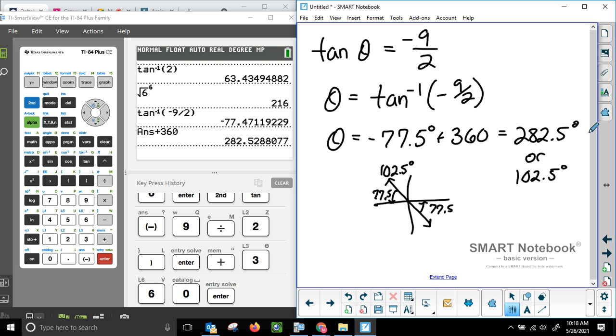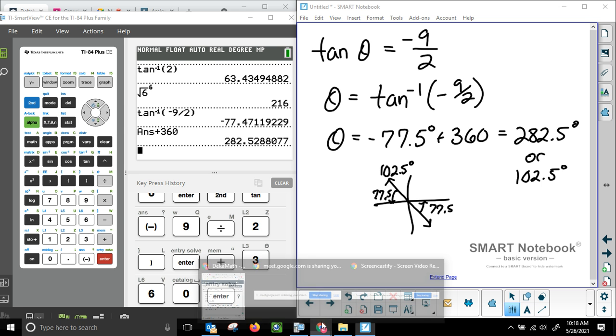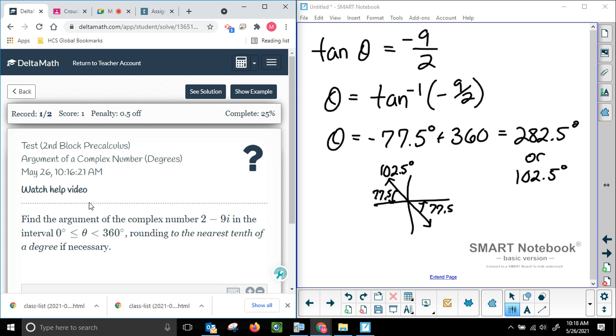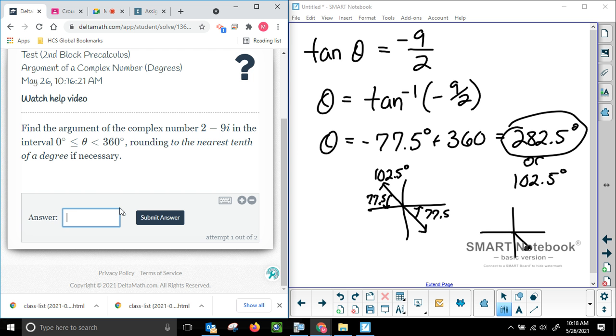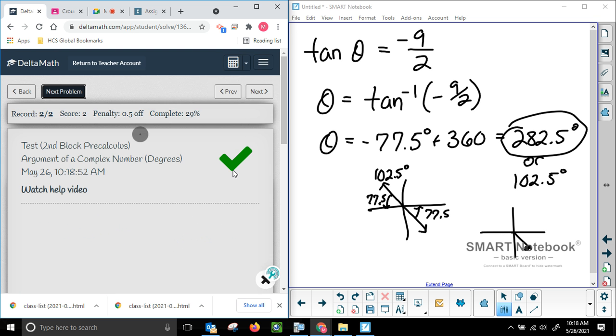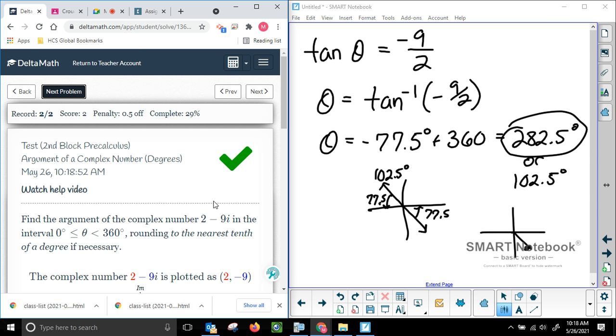Okay, so now, of course, we need to figure out which one of these we want to use. Well, if we were to graph the original, we had (2, -9), so that would be down here. So I would be in the fourth quadrant, so 282.5 degrees. Bada bing. Okay.